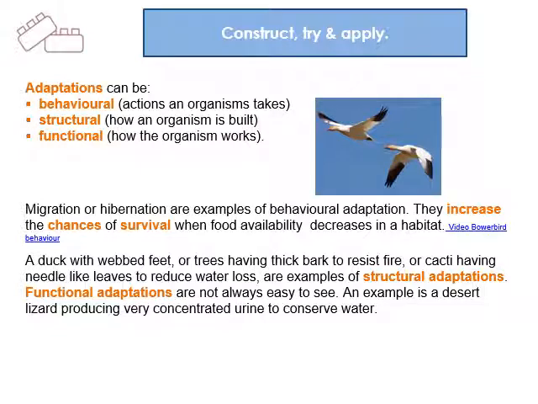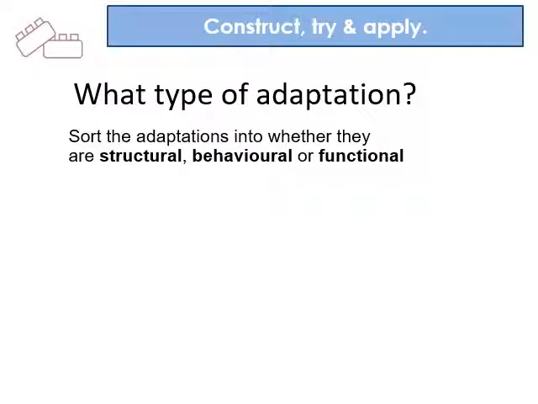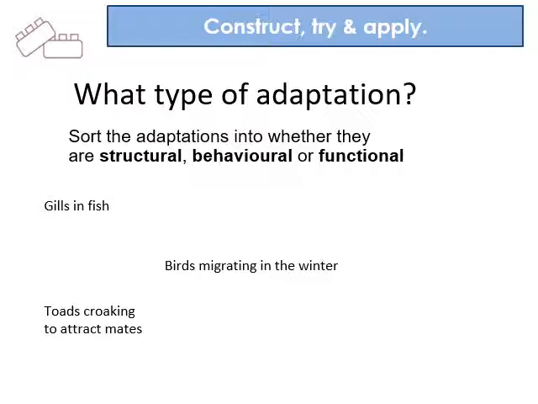There are three types of adaptation: behavioural, structural and functional. Behavioural are actions an organism takes, structural is how an organism is built, and functional is how the organism works. This slide gives you a bit more information and examples of these three types of adaptation. There's also a video for you to watch to give you some more examples. Using what we've just learned on the previous slide, I'd like you to sort these adaptations into structural, behavioural and functional adaptations.